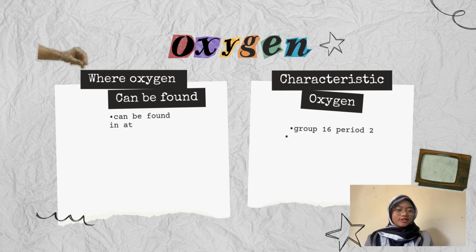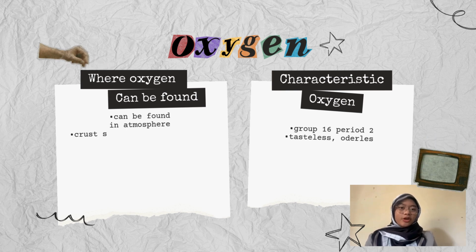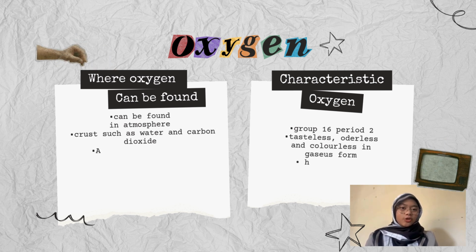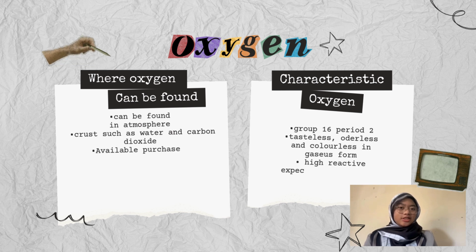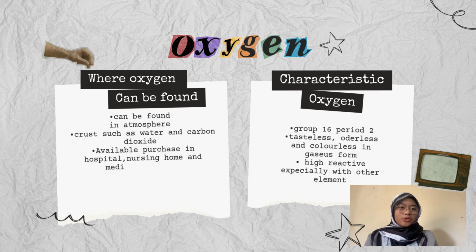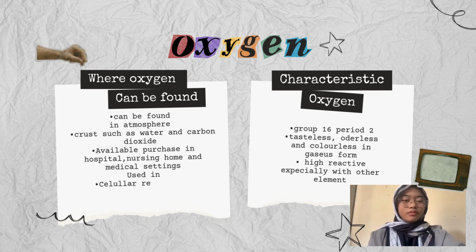Characteristic of oxygen: oxygen is placed in group 16 and period 2 in the periodic table. Oxygen is tasteless, odorless and colorless in gaseous form. It is also highly reactive with other elements.